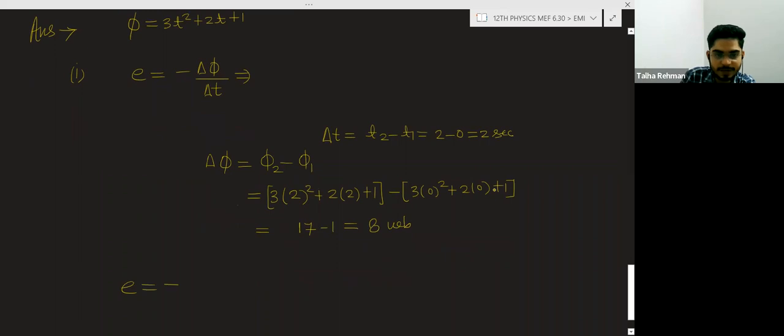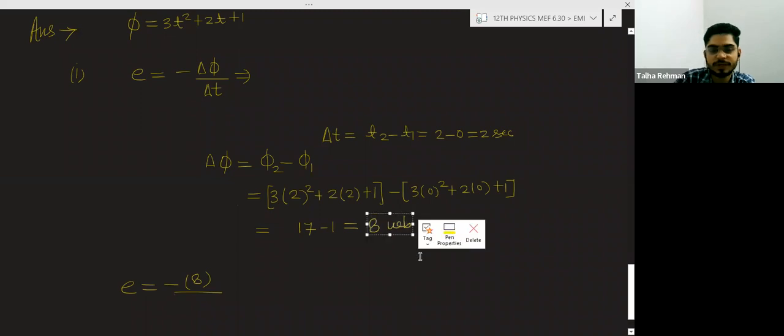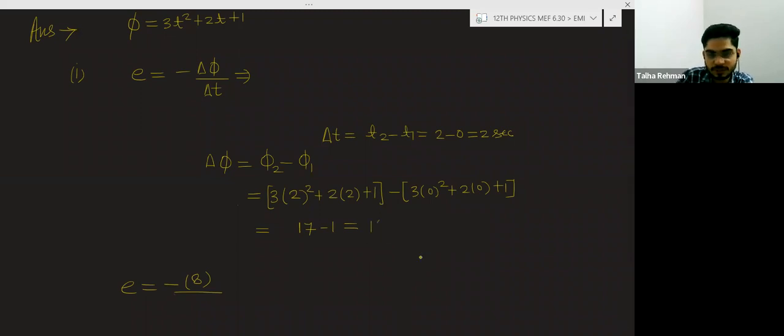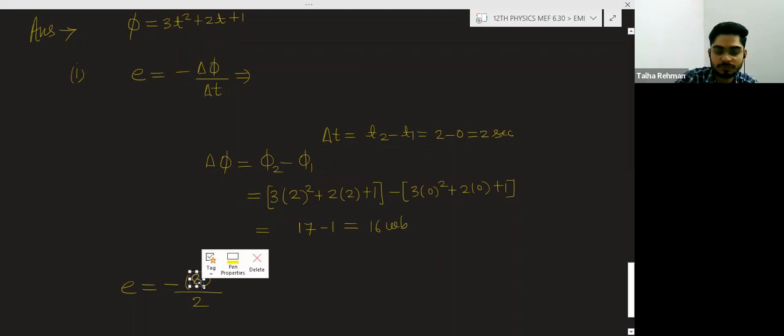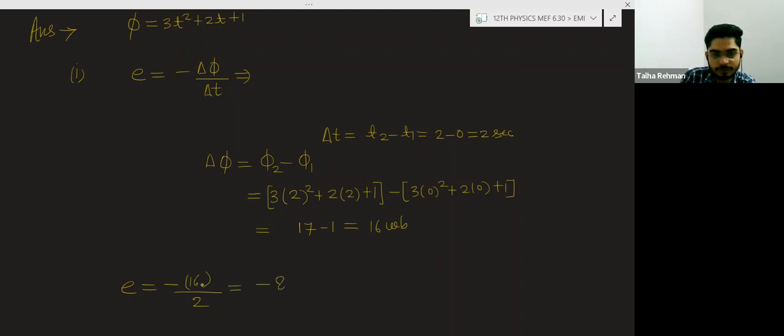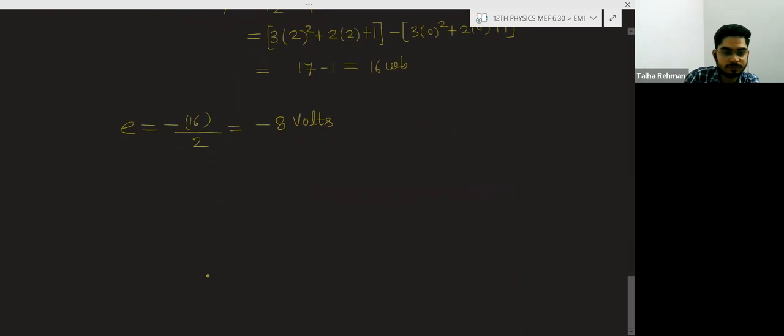E is equal to minus of delta phi. What is delta phi? It is minus of, this is 8 and this is 2. Oh, sorry. This will be 16, not 8. This will be 16 Weber, and this is 2. Here is 16, phi 2. This will become 8 volts, because unit of EMF is volt.